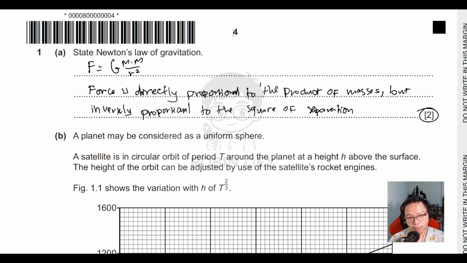Okay, so when they ask you to state Newton's law of gravitation and it has more than 1 point, you have to explain what the formula is all about. So the force is directly proportional to the product of the masses, meaning m1 times m2, but is inversely proportional to the square of separation.